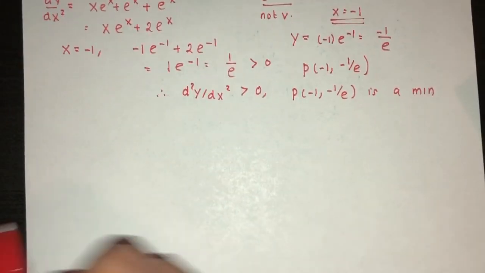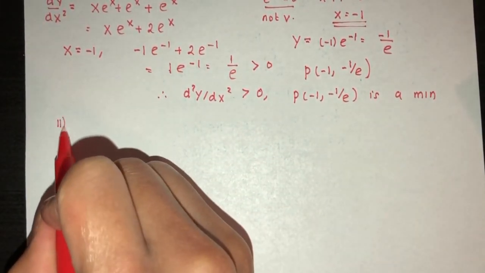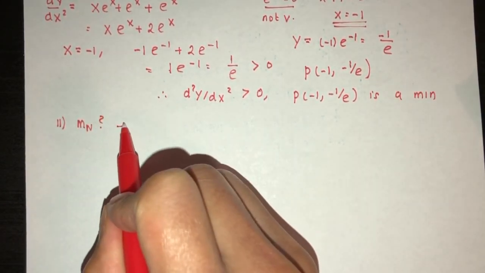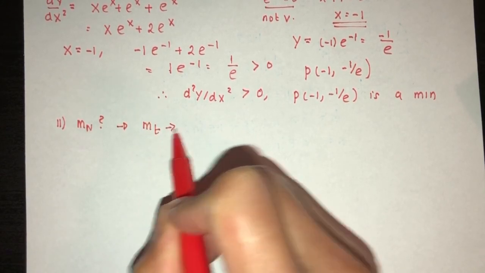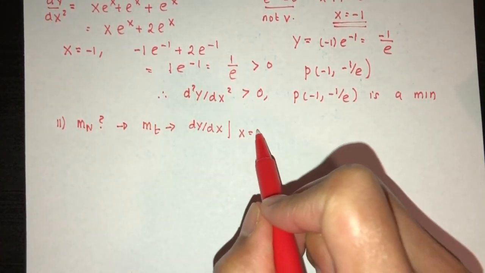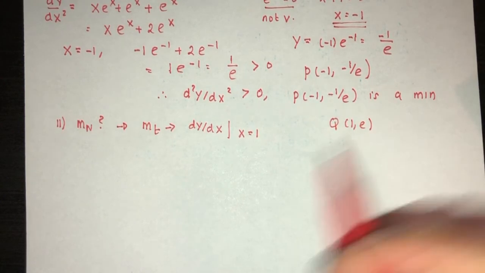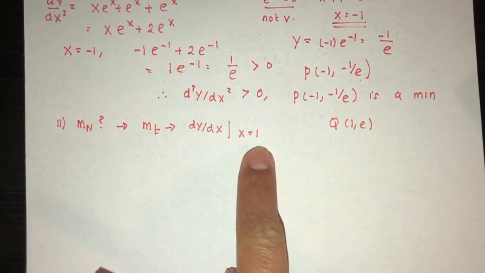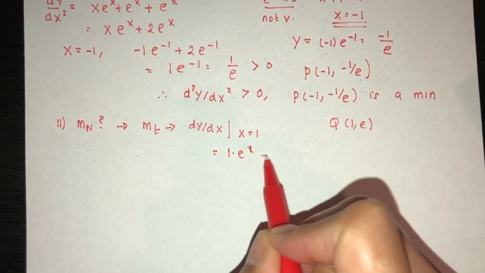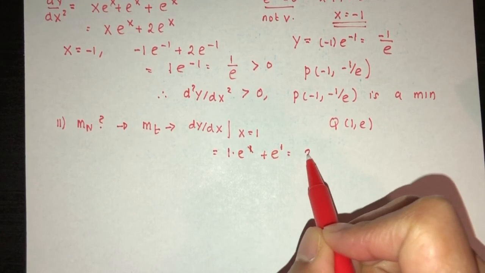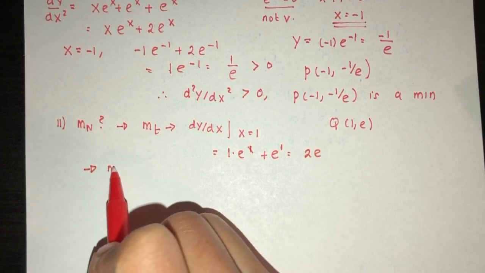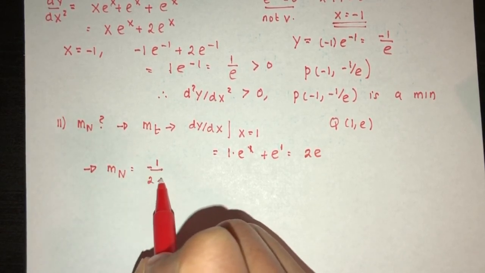To find the equation of the normal line, we must first find the gradient of the normal line. So first we must find the gradient of the tangent, which is dy by dx at x equal to 1, because the point Q is (1, e). Replacing in dy by dx, you will have 1 times e to the power x, with x as 1, plus e to the power 1. That will be 2e. Now from this you can find the gradient of the normal. That will be minus 1 over 2e.